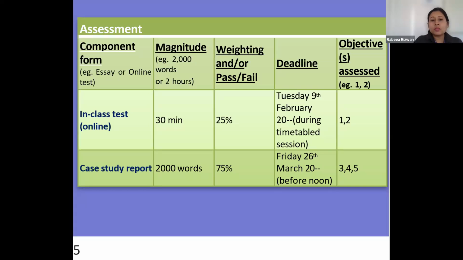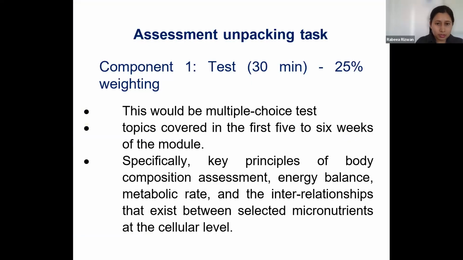Learning outcomes 1 and 2 will cover this class test. Today I will also teach you the topics related to learning outcomes 1 and 2. That will also help you in the preparation of your class assessment test. So in component 1, what are you going to do? Multiple choice questions that will mostly cover the 5 to 6 week sessions in this module.